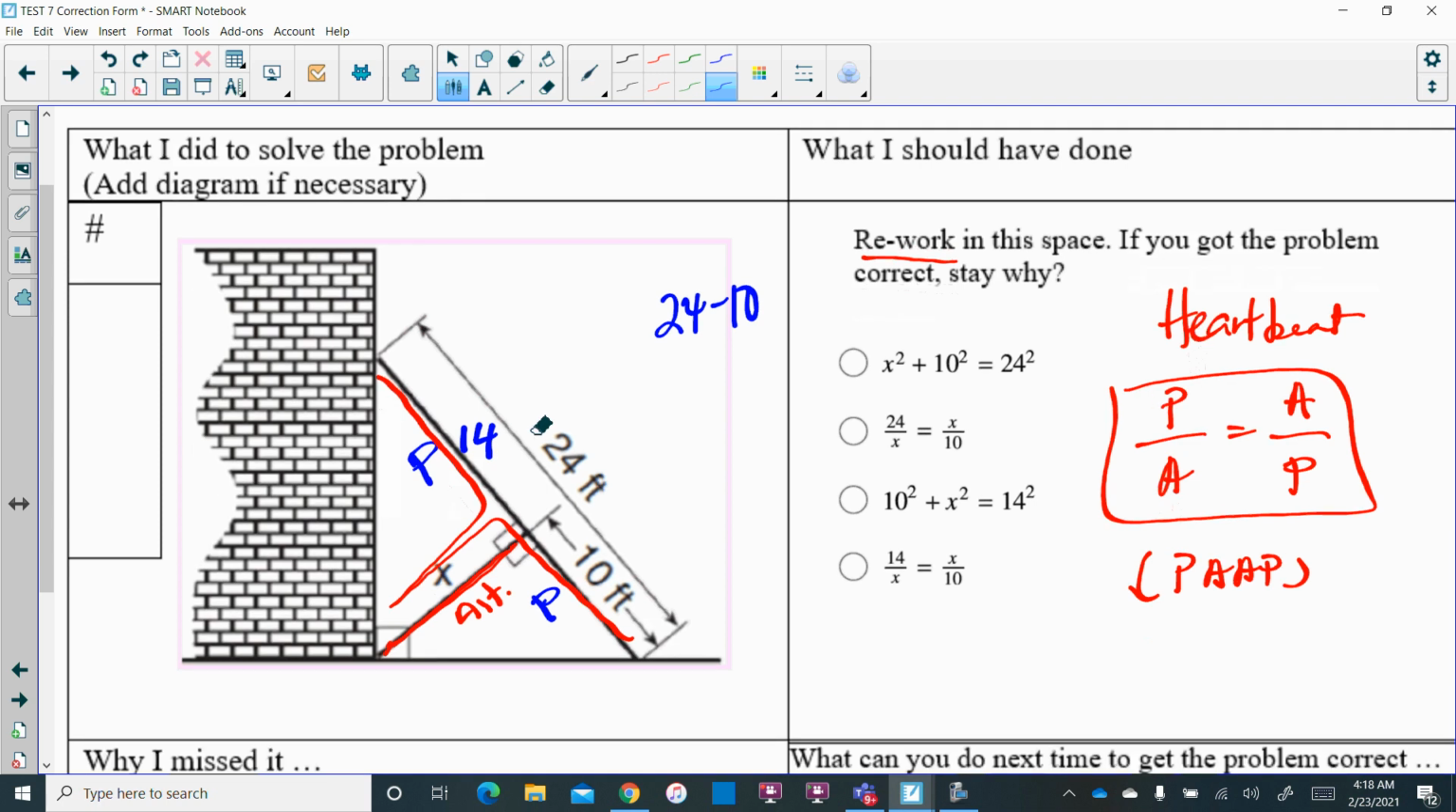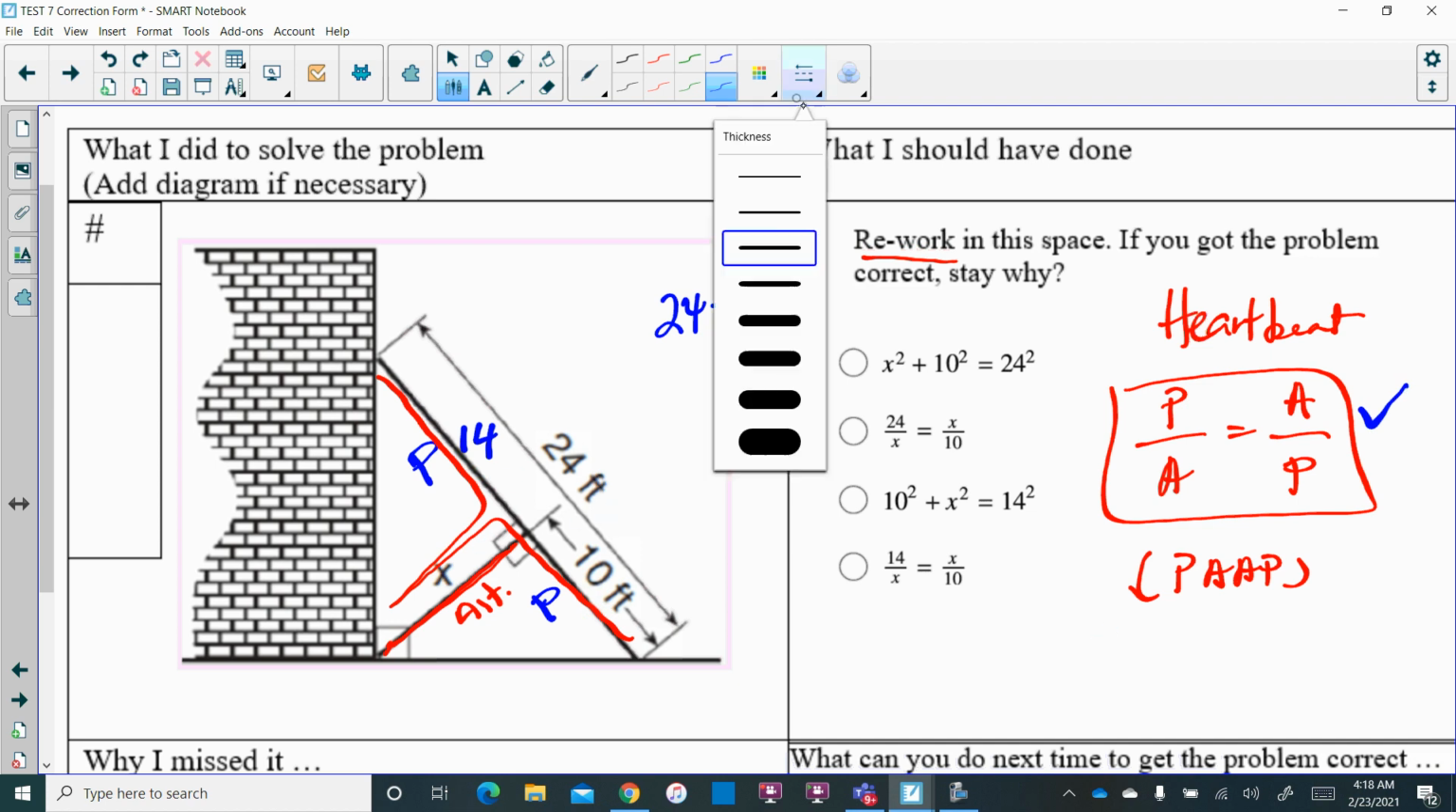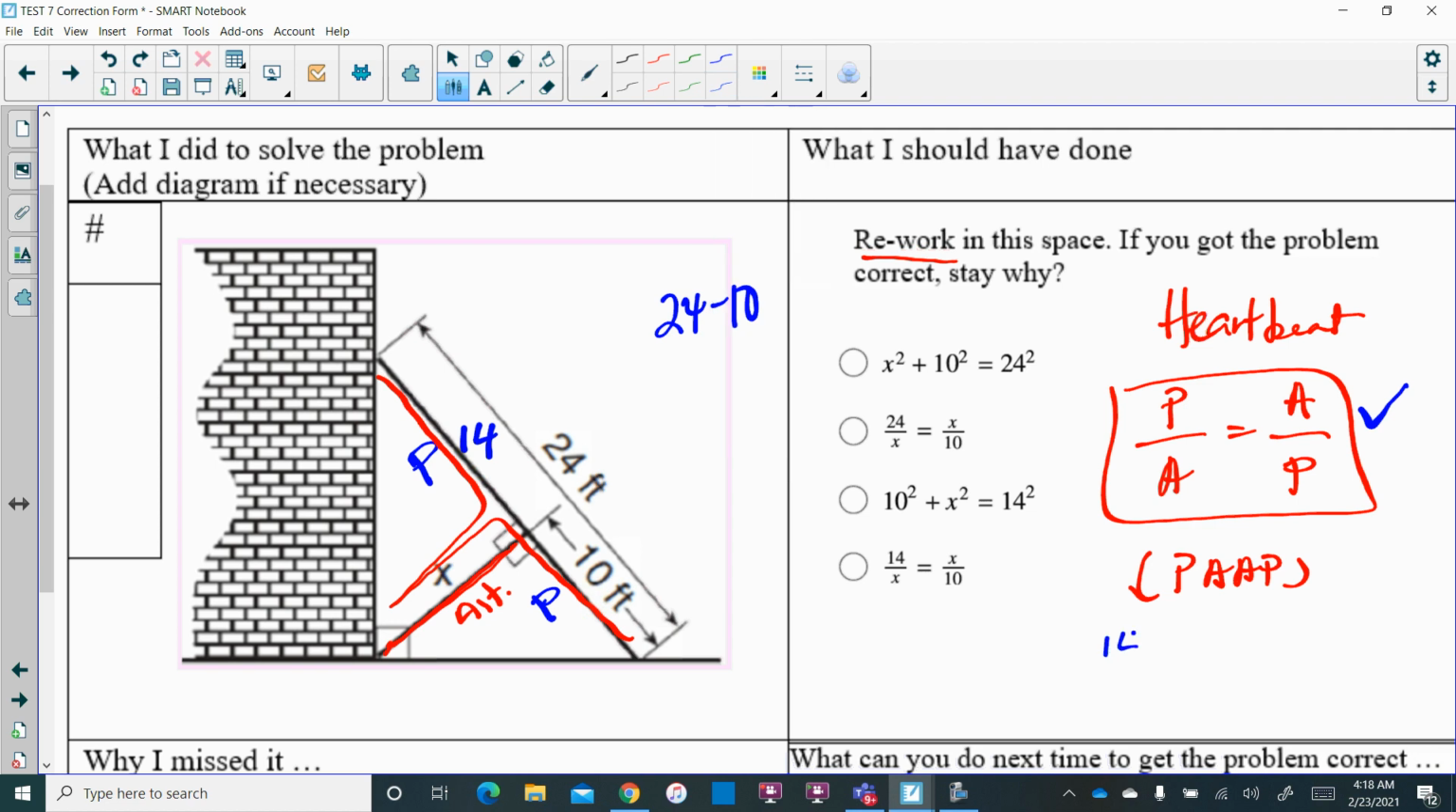Okay, and this one didn't ask us to rework it, but we had to at least show the setup here. So if I follow my heartbeat, that's going to be 14 over x, the part is the 14 to the x, the altitude, equals x over 10. And so that's all we need to do. We didn't need you to solve it after that. And so that was just this answer choice.